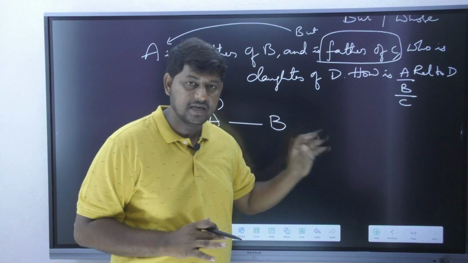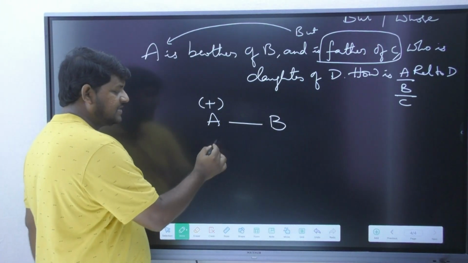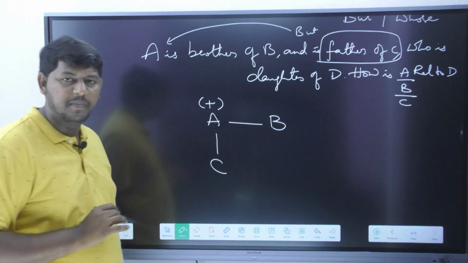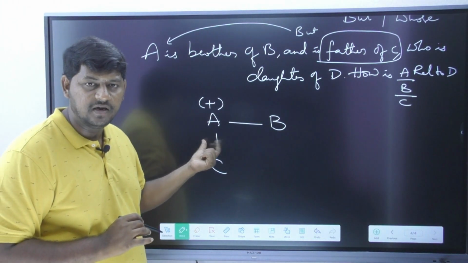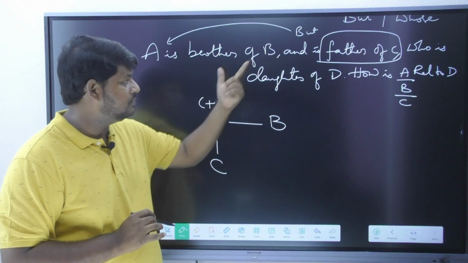Now A became the father of C. That is what it is clearly saying. When A became the father of C, please understand, A's gender is already male. Now he became the father. Earlier he was what? Brother of B. Now he became father for whom? C.